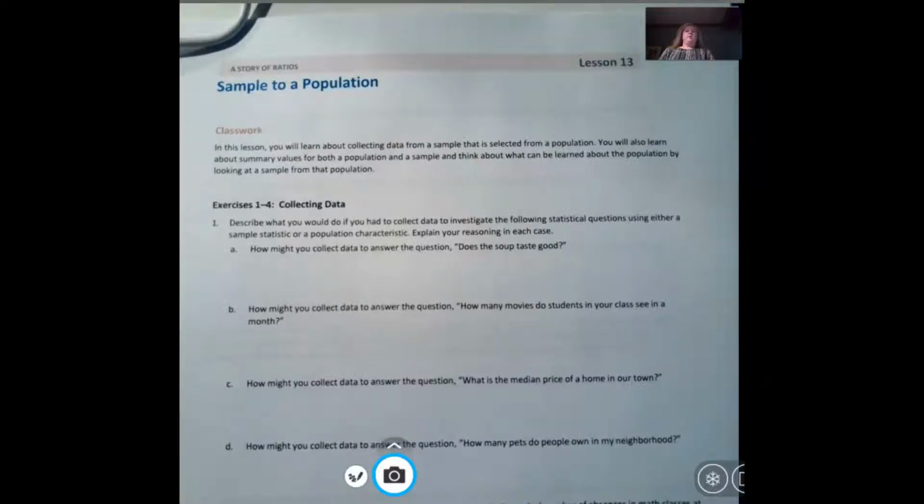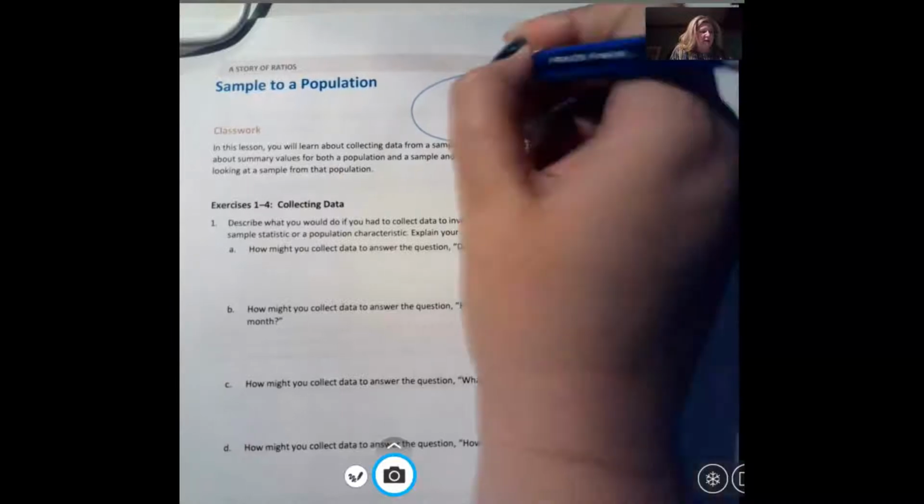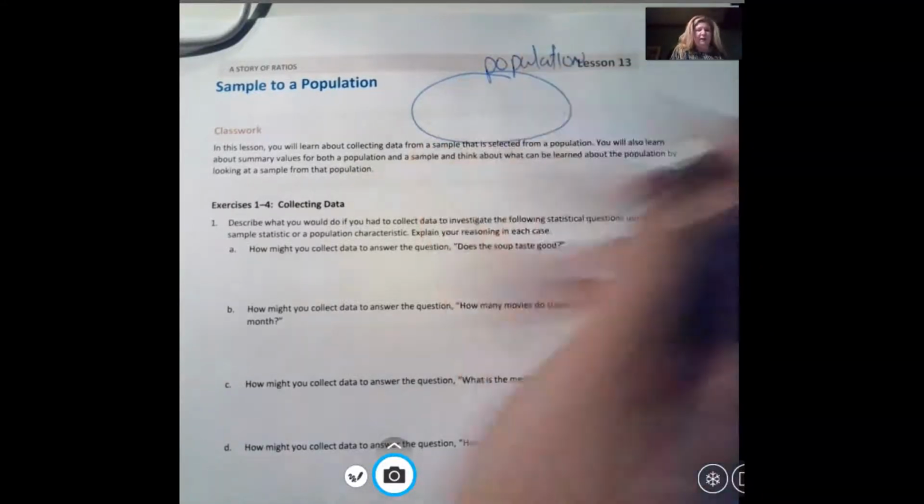Hello! Today we are going to start looking at lesson 13, which is sample to population. In this lesson, we're going to be collecting data from a sample that is collected from a population. So the population would be everyone in the group.